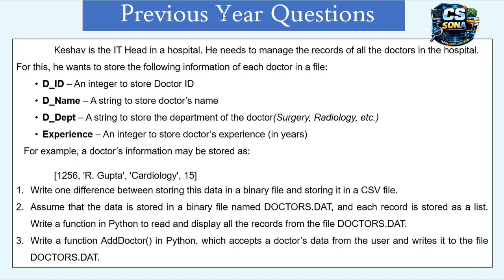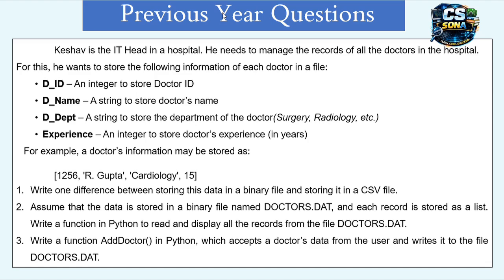This is the next question from a previous question paper only. Keshav is an IT head in a hospital. He needs to manage the records of all doctors in the hospital. For this, he wants to store the following information of each doctor in a file. Okay. DID is an integer to store doctor ID. DName is a string to store doctor name. DDPT, department, is a string again to store the department of the doctor. And experience is an integer to store doctor's experience in years. And the data will look like this. It's a list and it has all the following data inside.